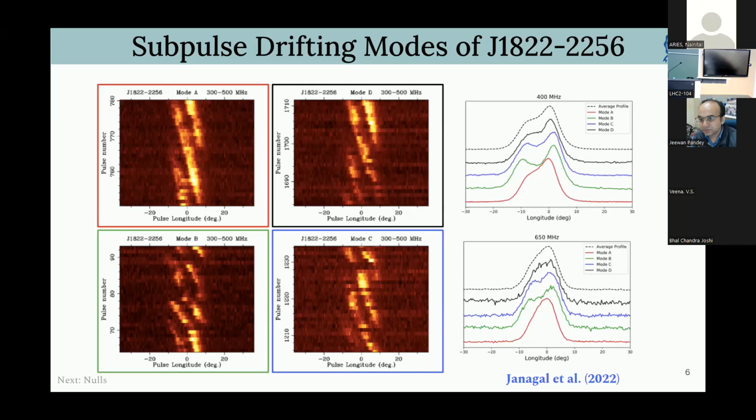For modes A and D, the pulsar behaves quite normally, meaning that there are very well-defined drift bands. However, for modes B and C, the pulsar shows intermittent absence or lack of intensity for a couple of pulses, which appears like small nulls.